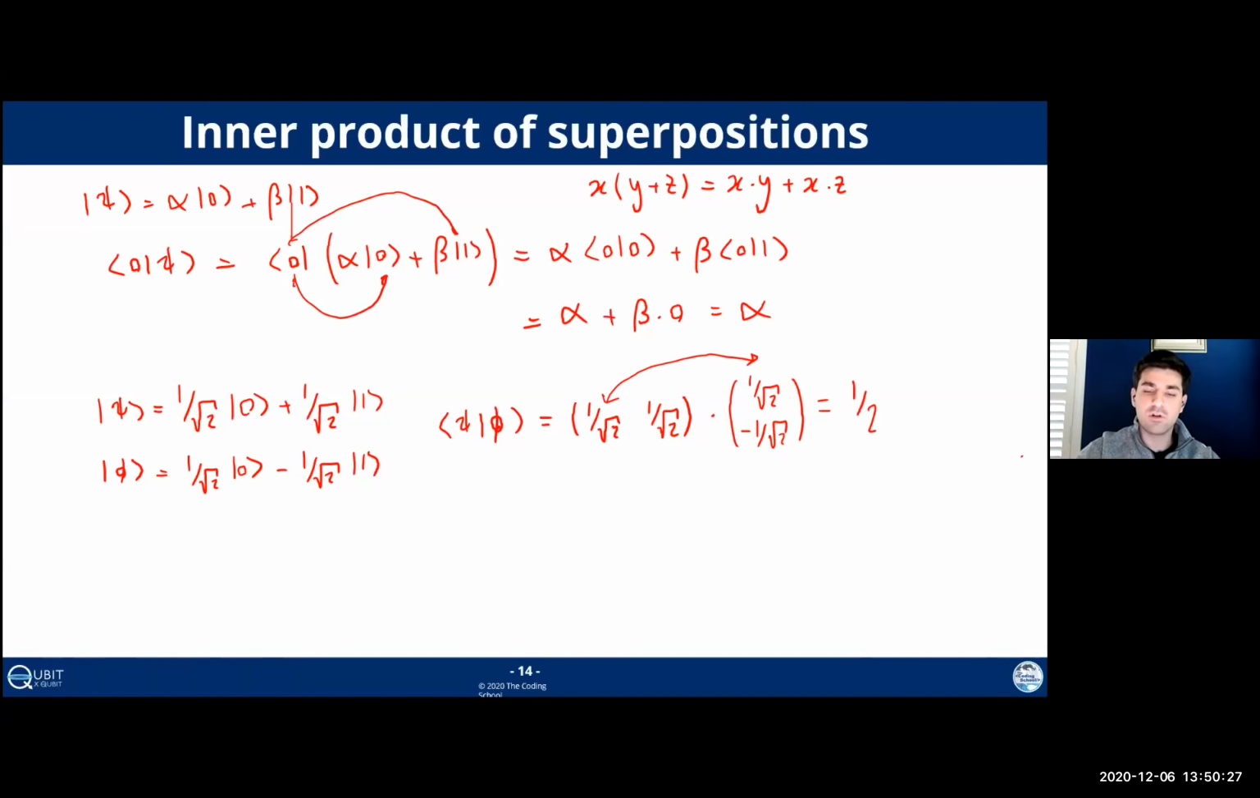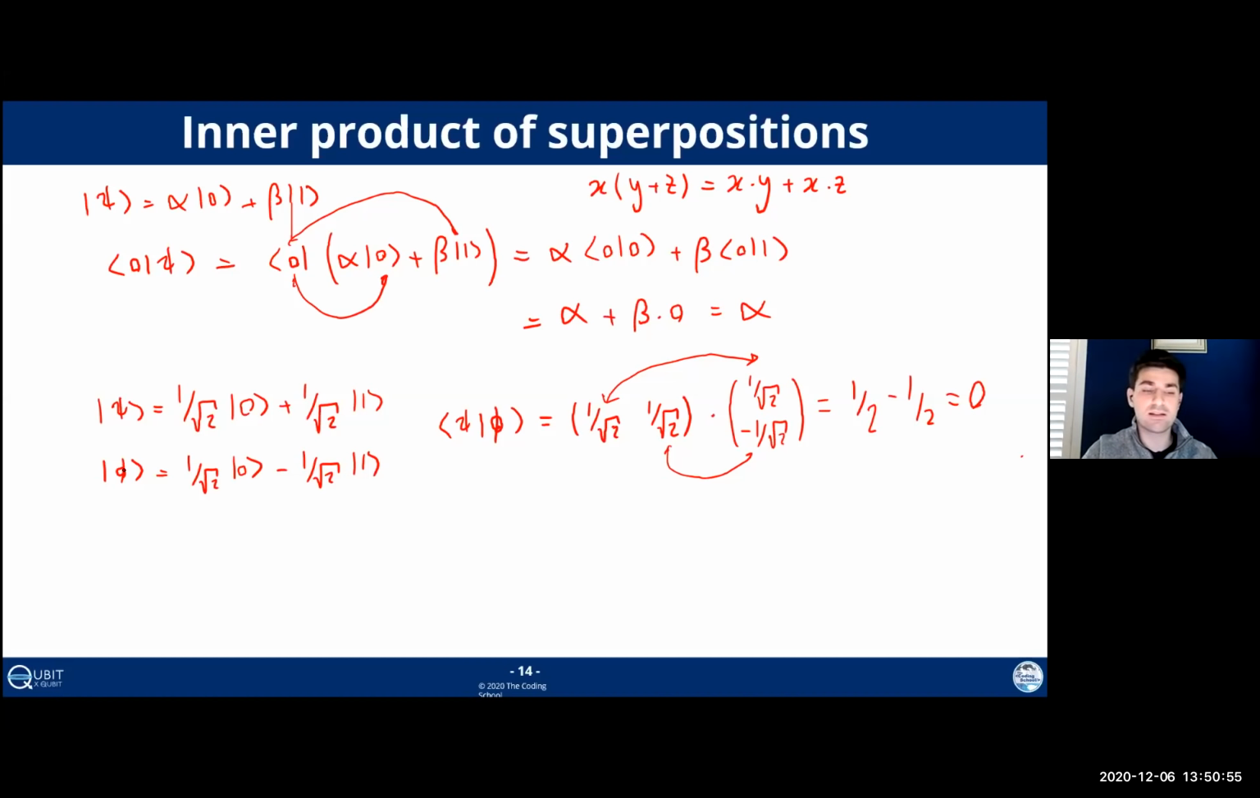And then I add the result of multiplication of the second elements. So here I have 1 divided by square root of 2 times minus 1 divided by square root of 2, which gives me minus 1/2. And this gives me 0. So the overlap between these two superpositions is 0. You can think of them as being perpendicular to each other or being at a right angle.